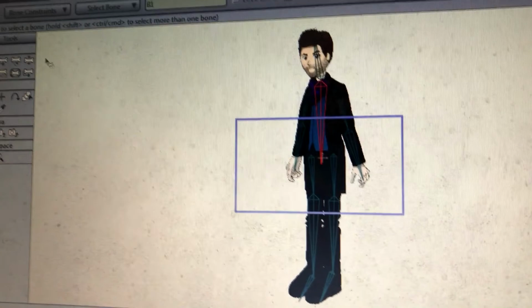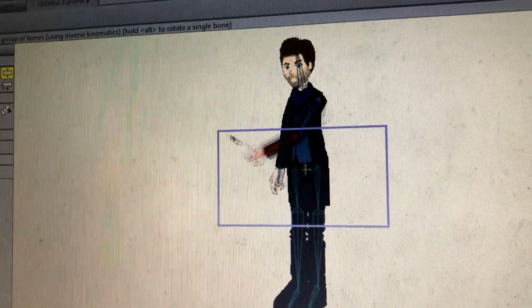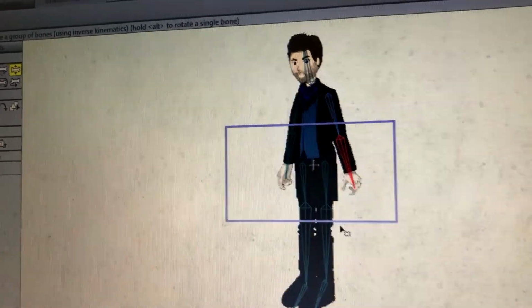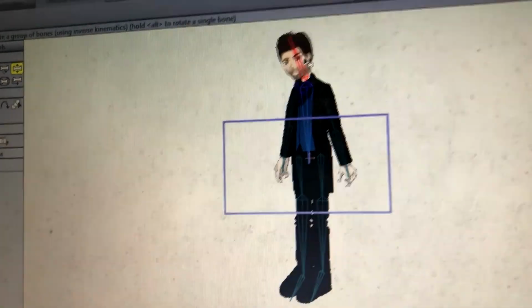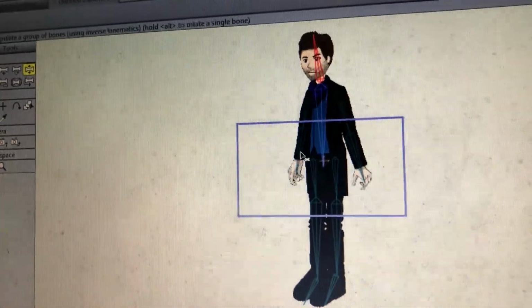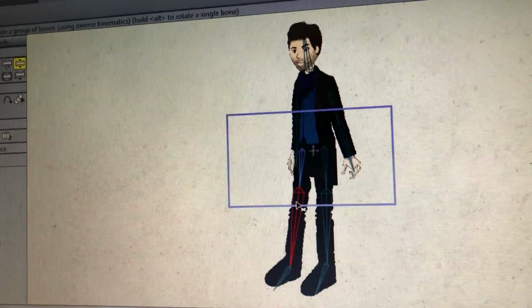So I will attach the head to the head bone, the torso to the central bone, and then once those are all done, they're attached, we have a working file. This is how we can essentially create a digital puppet of the character. Look at him, there he moves.